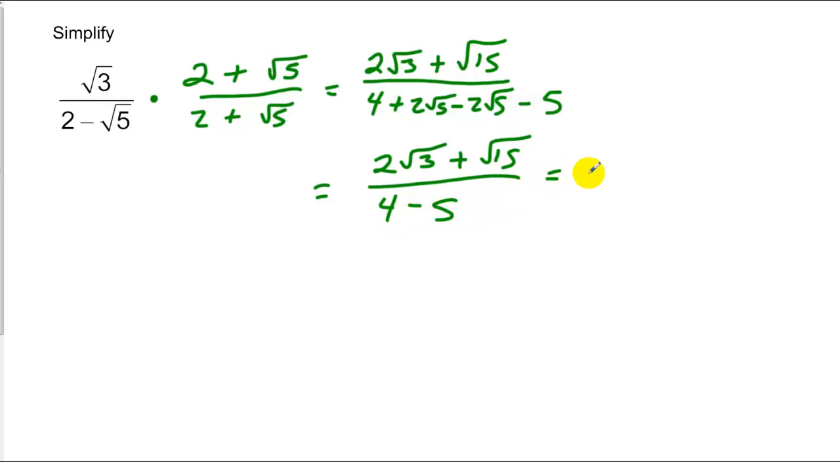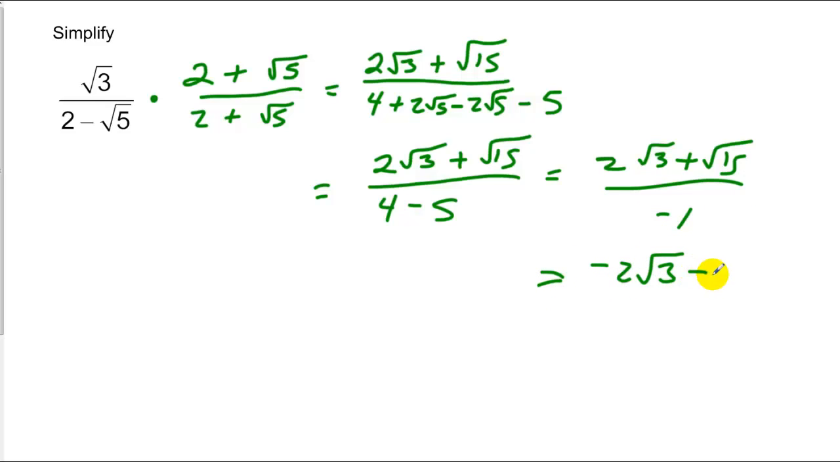So I have 2 root 3 in the numerator plus root 15 over, once again I have 4 minus 5. This ends up being negative 1. You can leave it like that if you'd like. So I have 2 root 3 plus root 15 over negative 1. Most books will go ahead and do this, negative 2 root 3 minus root 15. And again, unfortunately, I didn't pick a great example for you because the denominator completely went away. There may be a denominator left in the end.